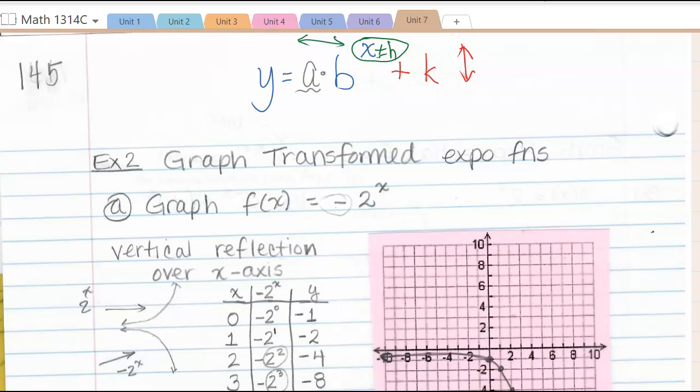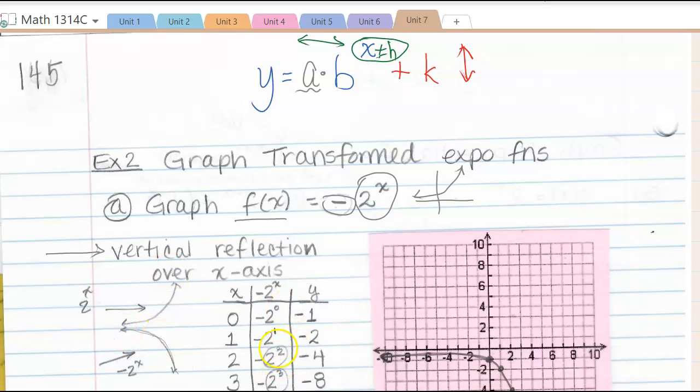For example number 2, our job will be to graph f of x, where f of x is equal to negative, that's going to be our multiplier, and then 2 to the x. Remember, we know what 2 to the x looks like. That's our parent function that looks like this. And this negative is going to be a vertical reflection. That means it's going to go over the x-axis, so instead of going up this way, it's going to be coming down this way.